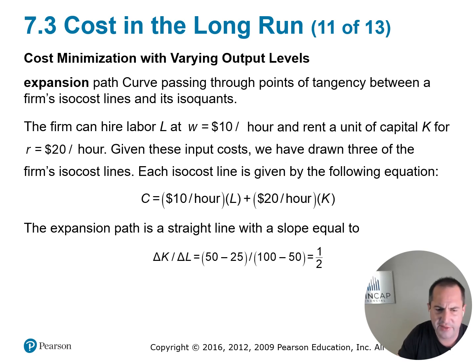What about with varying levels of output? So the expansion path is a curve passing through points of tangency between a firm's isocost lines and its isoquants. The firm can hire labor at $10 an hour and rent capital for $20. Given these input costs, we have drawn 3 of the firm's isocost lines. Each isocost line is given by the following equation. You can see that right there.